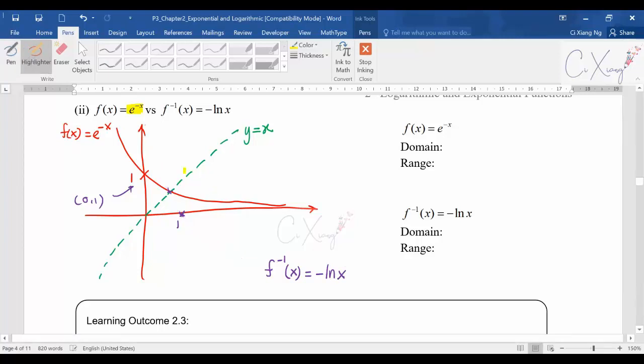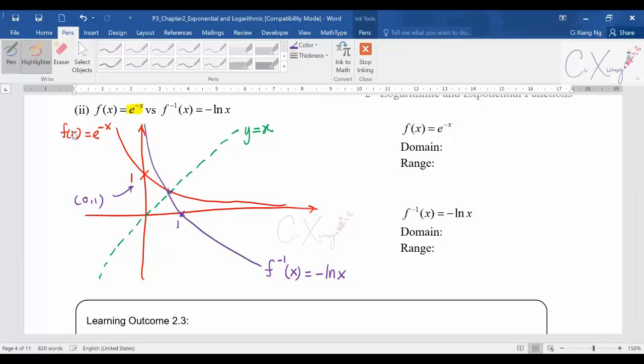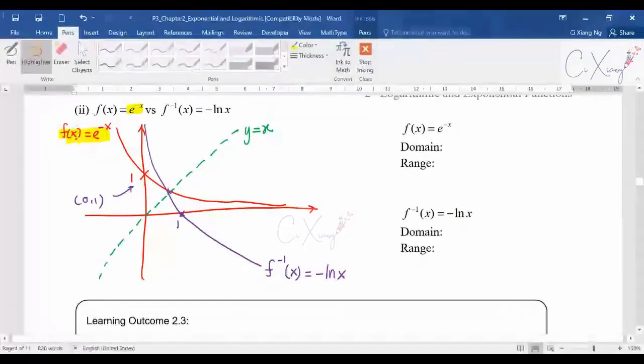Okay, so in my opinion, my suggestion is, for these two graphs, e power negative x, it will be good if you can still remember it. All right, and for negative ln x, to me, I think it's not so important. We seldom use it. But for e negative x, maybe you can still try to remember it, because sometimes they will still ask you to sketch it later.